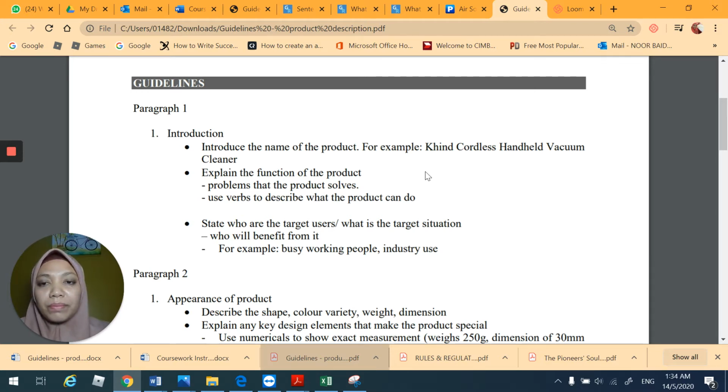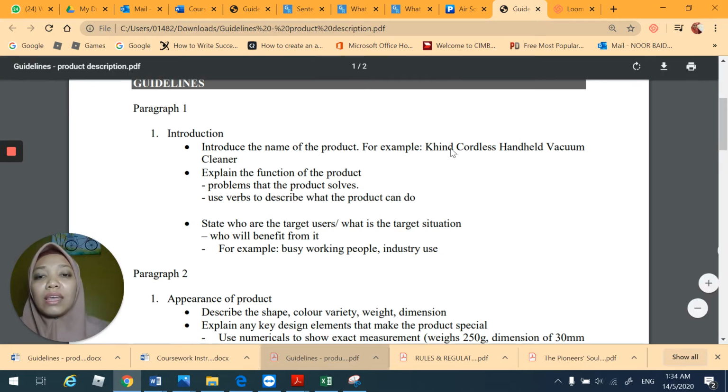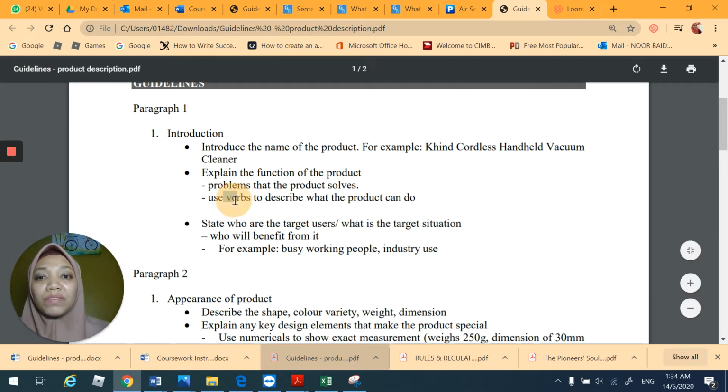No problem. Explain the function of the product. What problem does it tackle? And why people need to buy the product. Use verbs to describe what the product can do. Does it clean? Does it cook? Does it dry hair? What else? Depending on the product, right? So the key thing is to use specific verbs to describe what the product can do.